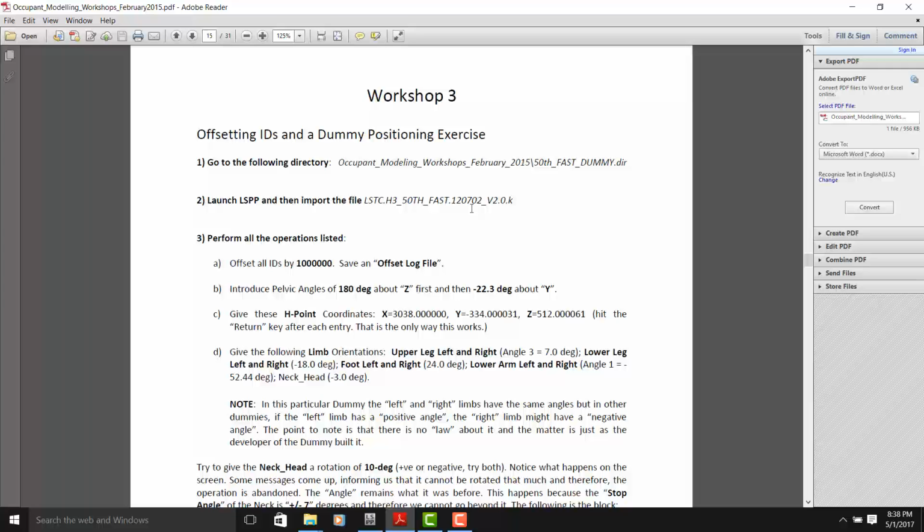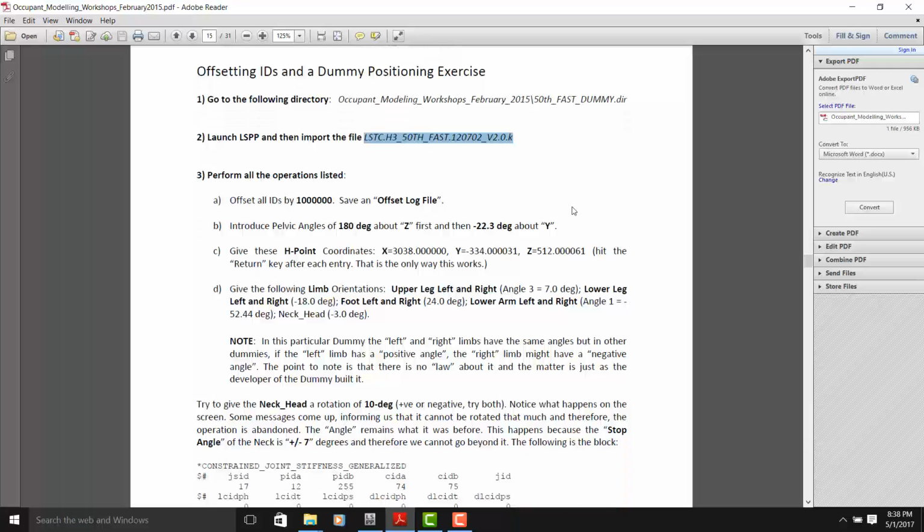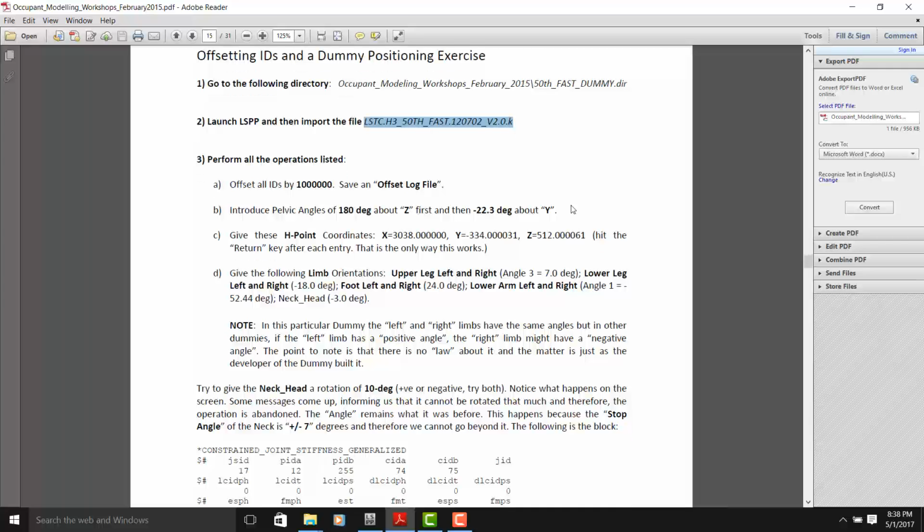And I have said here that you have to go first into the 50th fast dummy directory in which we were working in workshop 2, and then you have to launch LS-PrePost and read in the same dummy file as released, sitting upright, looking behind. And then I've said perform all the operations listed: offset all IDs by 1,000,000, save an offset log file.